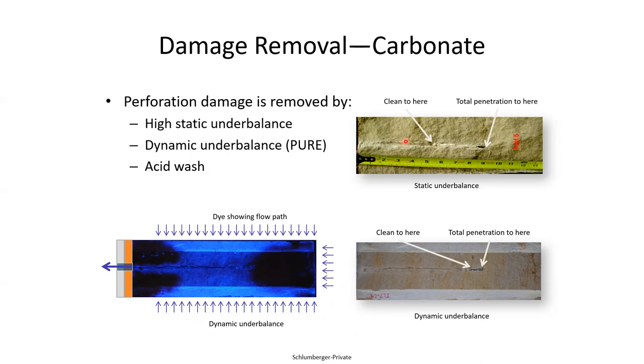So over here we can see the tunnel. This is a static underbalance. Again, we can see that the total penetration is here, but the tunnel is clean only until this point. Over here, this is after performing the dynamic underbalance technique. We see the total penetration, but the longer part of the tunnel is actually clean. So it is advisable, before we do the stimulation job, to get the cleanest tunnel possible.